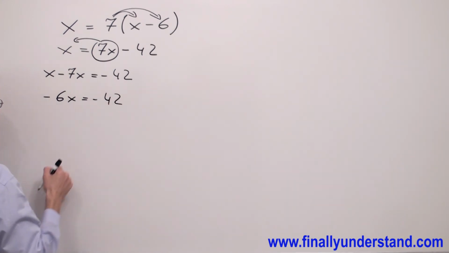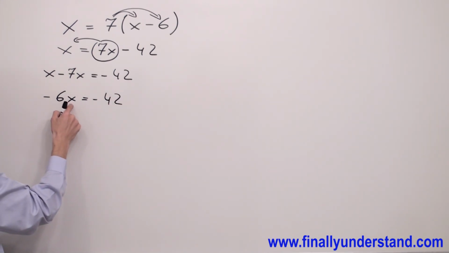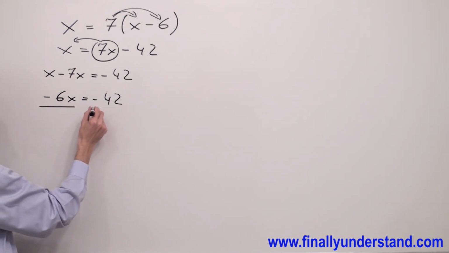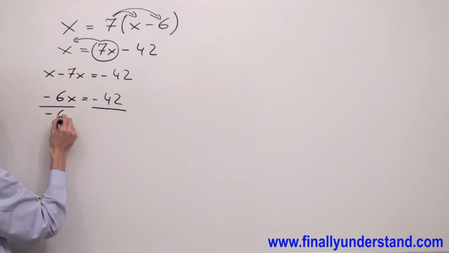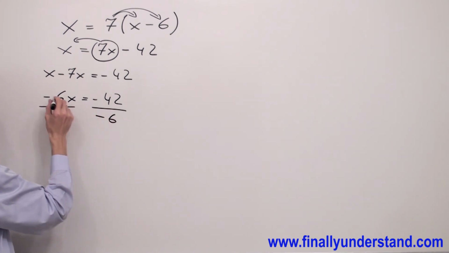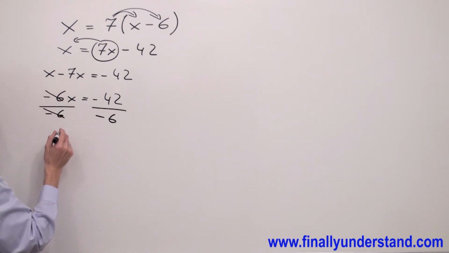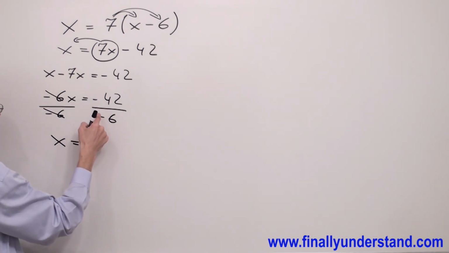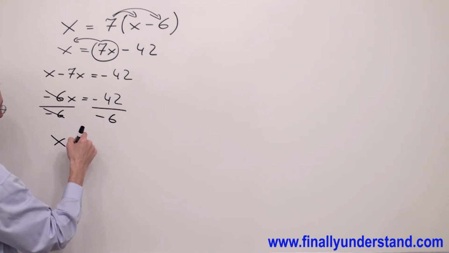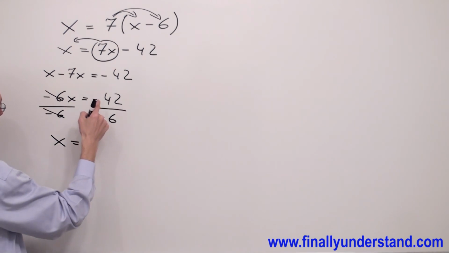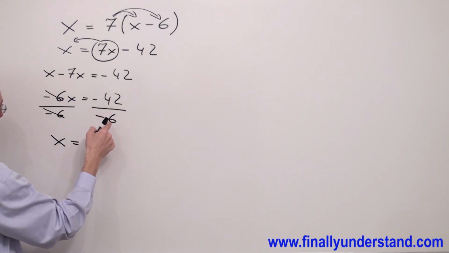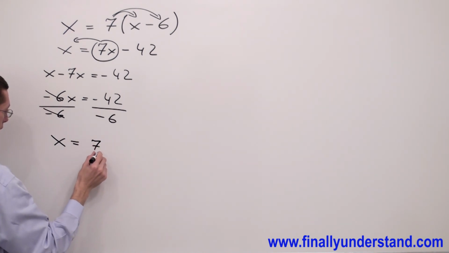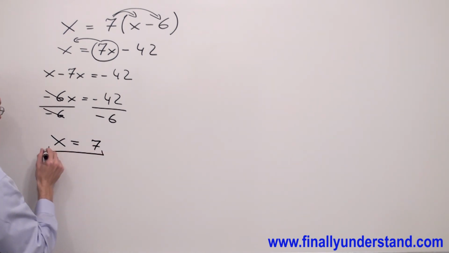42. Now, in order to find x, I'm supposed to divide both sides of the equation by negative 6. Negative 6 and negative 6 will cancel out, and I have x equals negative divided by negative gives me positive 42 divided by 6, which is equal to 7. This is the solution to my problem.